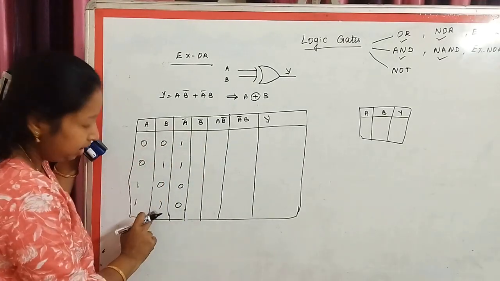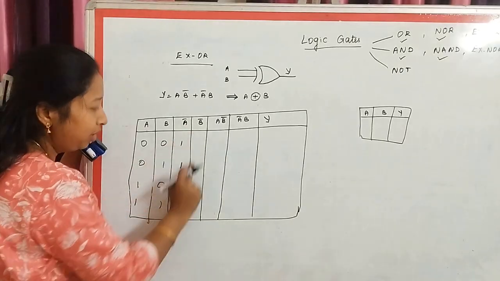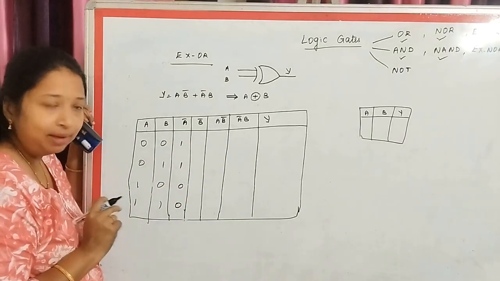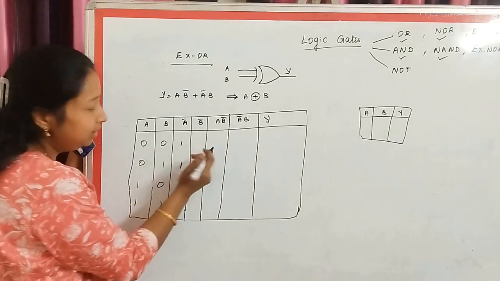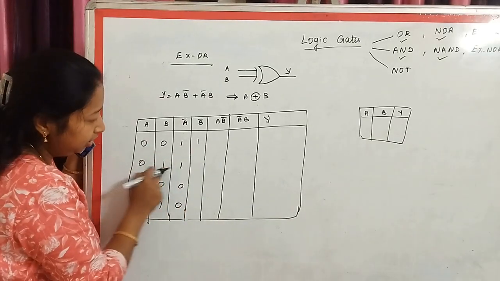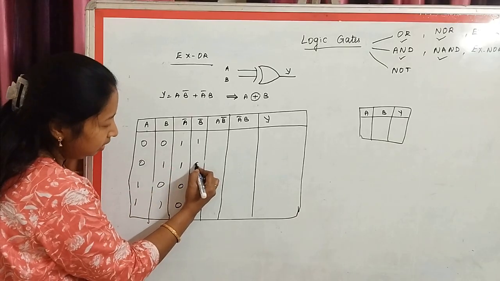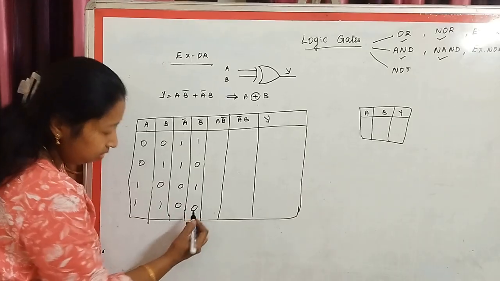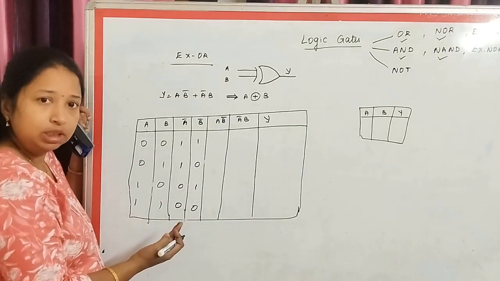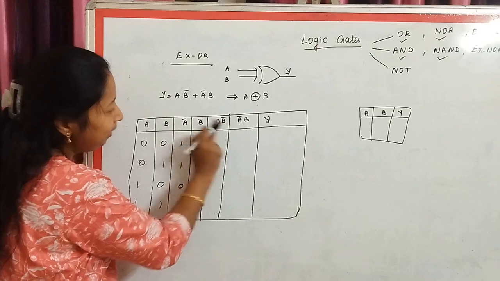We have the values for B here. Fine. You have to find out and tell me what is the value of B bar. If I have 0 here, what will be the value for B bar? It will be 1. If I have 1 here, what will be the value for B bar? It is 0. For 0, it will be 1. For 1, it will be 0. Just the opposite of it. Clear? Now, A, B bar.